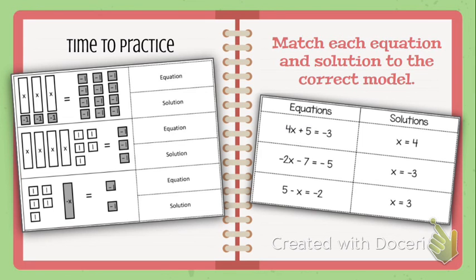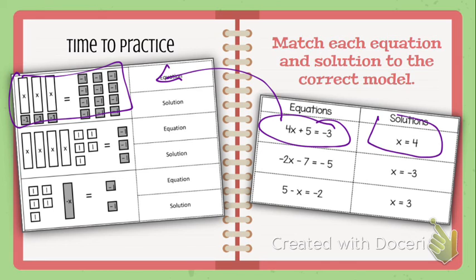All right. And now what we're going to do, we are going to practice these, okay? We're going to match each equation and solution to the correct model, okay? So you're going to have another Google slide where you have the models here. You'll have this equation like this. And what you're going to do is drag an equation. If that was your equation here, you would drag it there. And if that was your answer, you're going to drag it and put it here, okay?